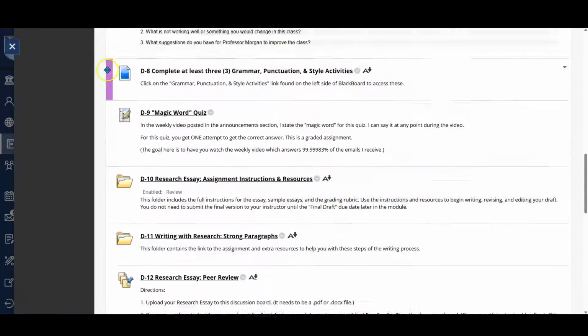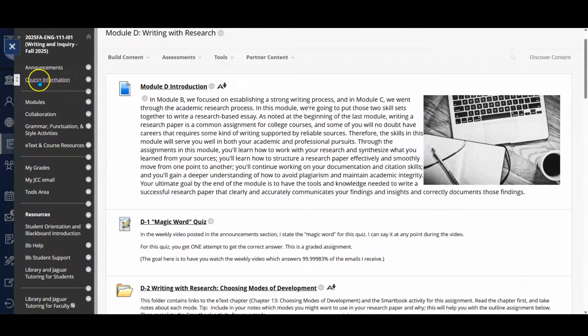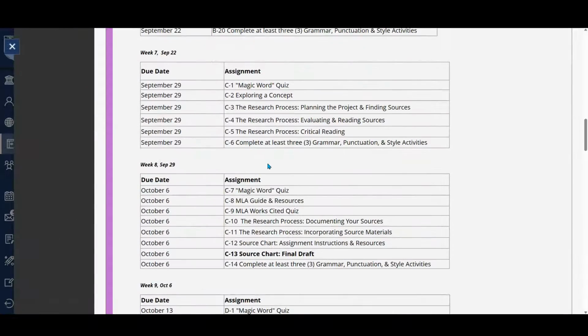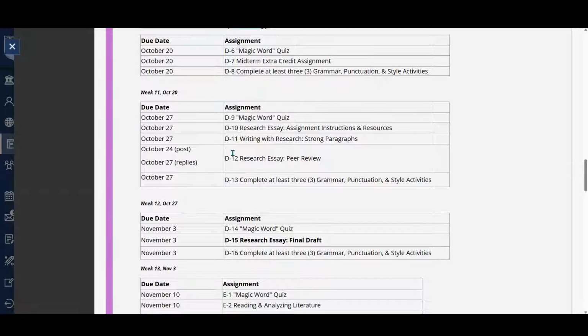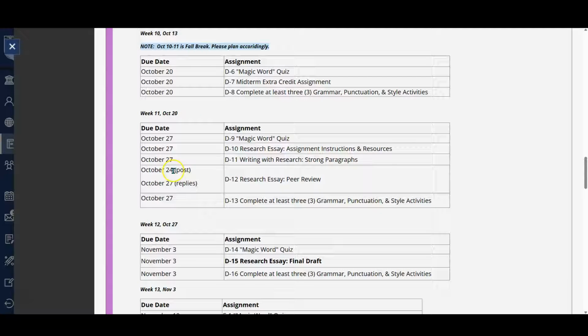Now you'll notice, if you look at the calendar here, under the course information for this week, the goal is for you to upload your research essay, your first draft, by Friday the 24th, because we need to have time for people to reply. Now, here's a little secret, folks. I don't necessarily dock you if you don't do the 24th, but if you submit it after the 24th, the chances of you actually getting peer reviewed go down dramatically. So it indirectly hurts you.